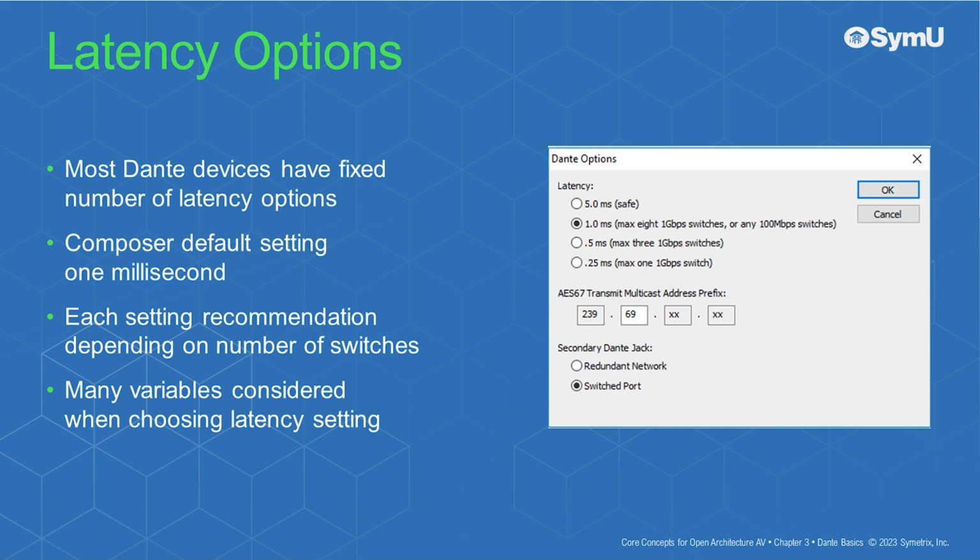Most Dante devices have a fixed number of latency options. The default setting in Composer is 1 millisecond. Each setting has a recommendation depending on the number of switches. Many variables are considered when choosing the latency setting.